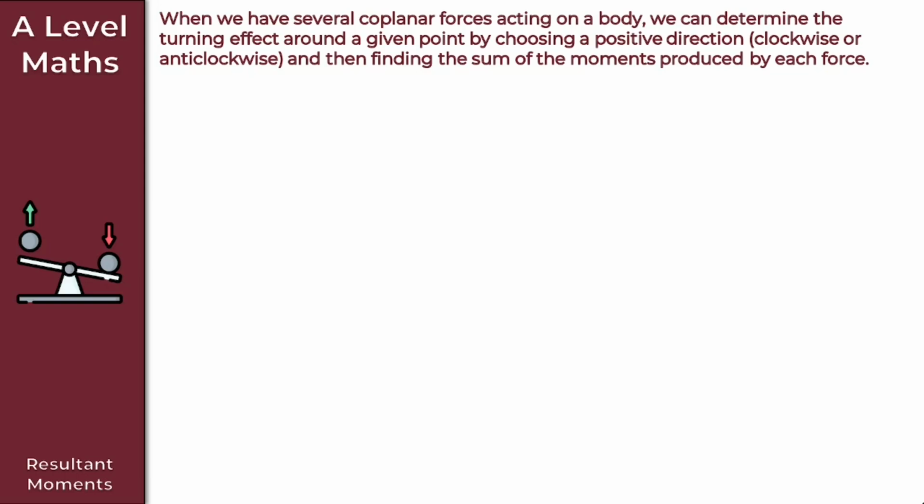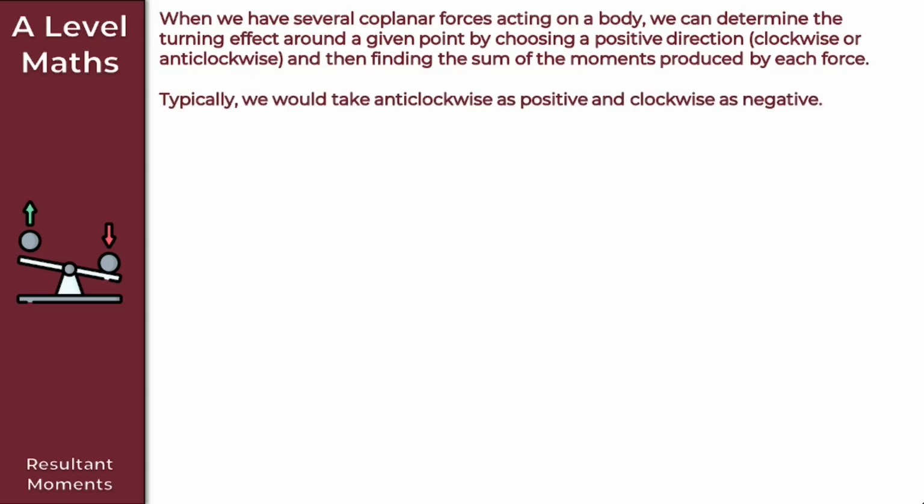In this video, we're going to take a look at resultant moments. When we have several coplanar forces acting on a body, we can determine the turning effect around a given point by choosing a positive direction, either clockwise or anti-clockwise, and then finding the sum of the moments produced by each force. Typically we would take anti-clockwise as positive and clockwise as negative.